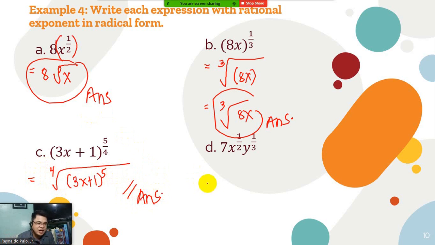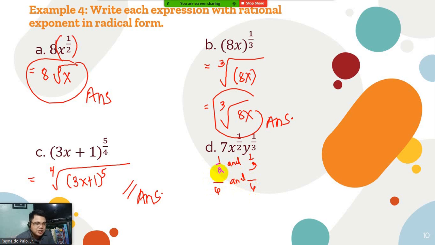We have 7x raised to the power of 1/2, y raised to the power of 1/3. So our only concern here is x and y. So 1/2 and 1/3 are the exponents. Before we can actually transform this one, take note that we need to get the LCD so that we can make the fractional exponents similar fractions. Alright? So we have 1/2 and 1/3. Get the LCD, which is 6 of the two fractions, and then write the new numerator.